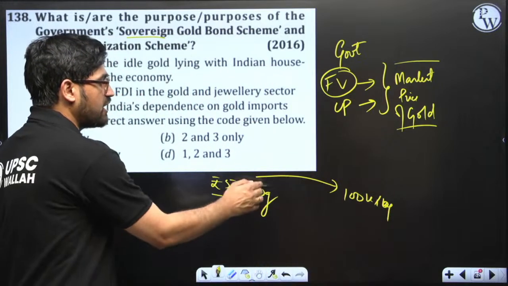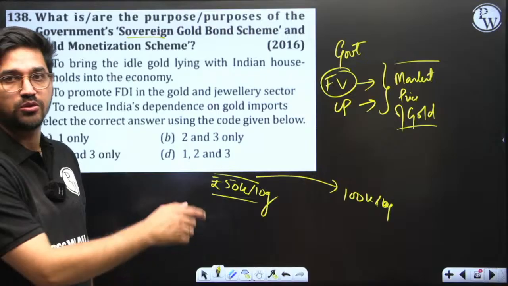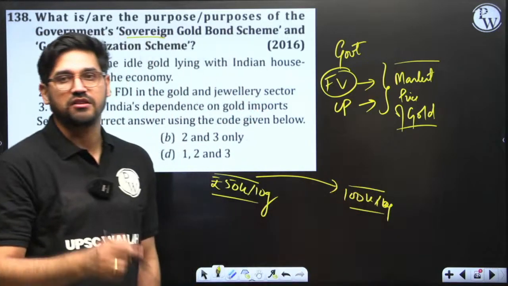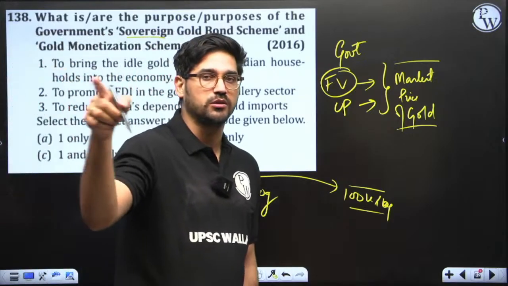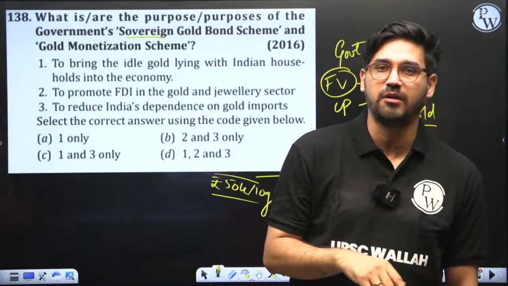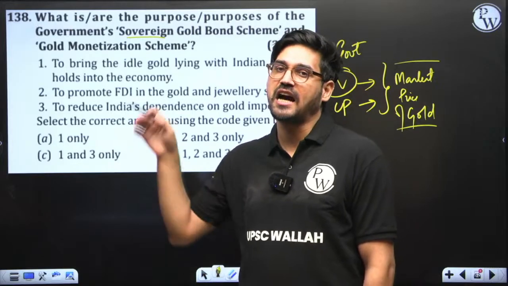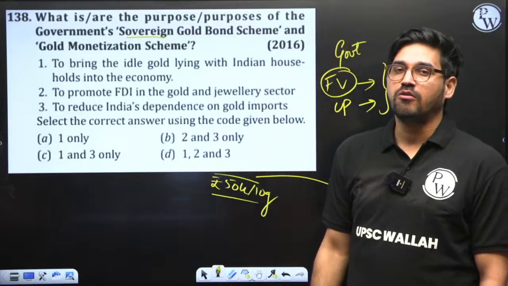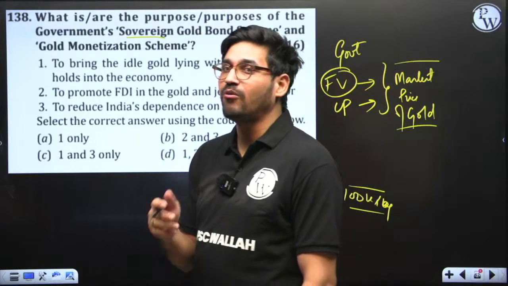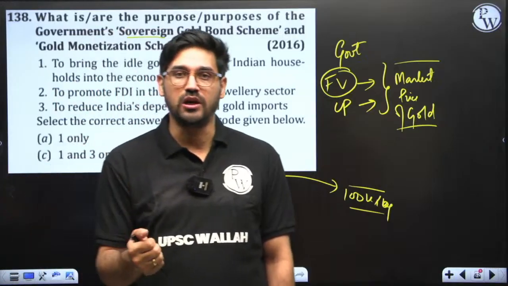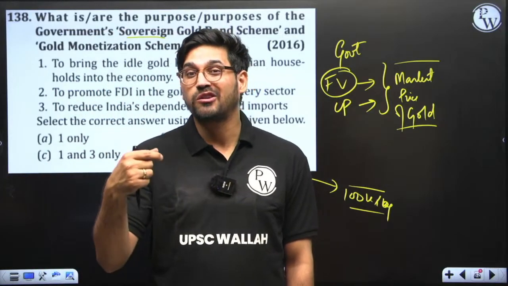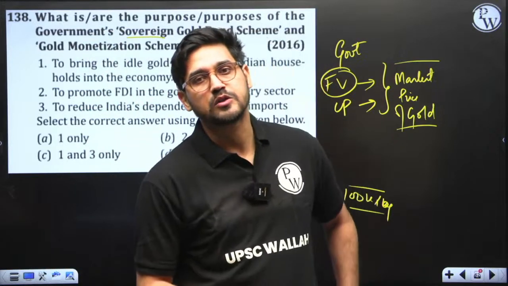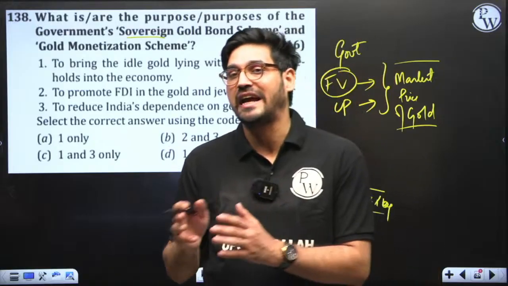That means if I bought a bond whose prices were linked to gold, after 10 years I'm going to get double the amount, because the face value is being indexed to what? To the market prices of gold as they are happening. The intent behind having the gold monetization scheme as well as the sovereign gold bond scheme was to ensure that India, one, does not import a lot of gold, because this creates a lot of demand for gold. In India, gold has a sentimental value also. Also, gold is a good hedge against inflation.